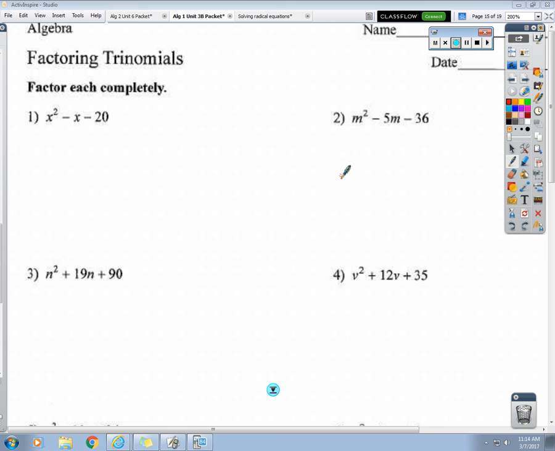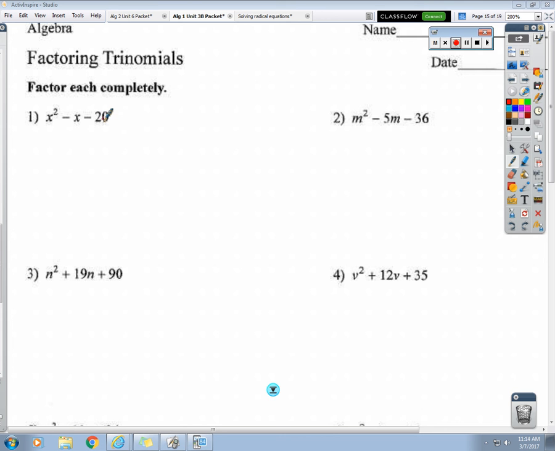So, yesterday we learned how to factor binomials. Today we're going to learn how to factor trinomials. The reason it's called a trinomial is because there are three terms. The x squared is the first term, the x to the first power is your second term, and this negative 20 is your third term.